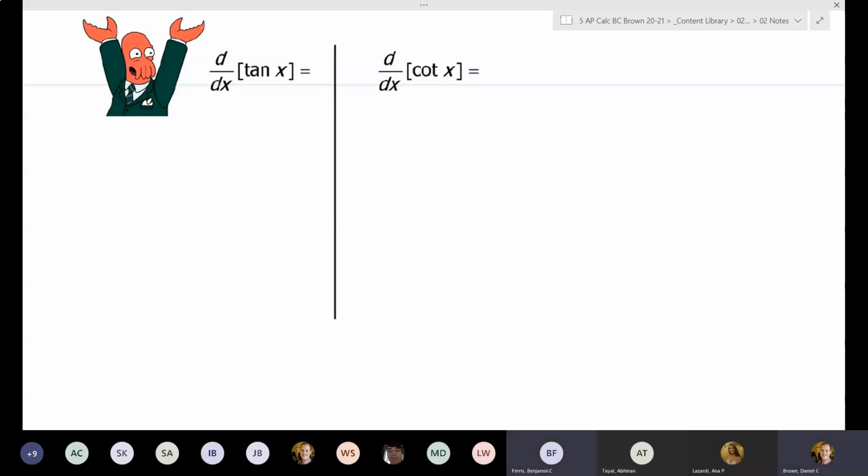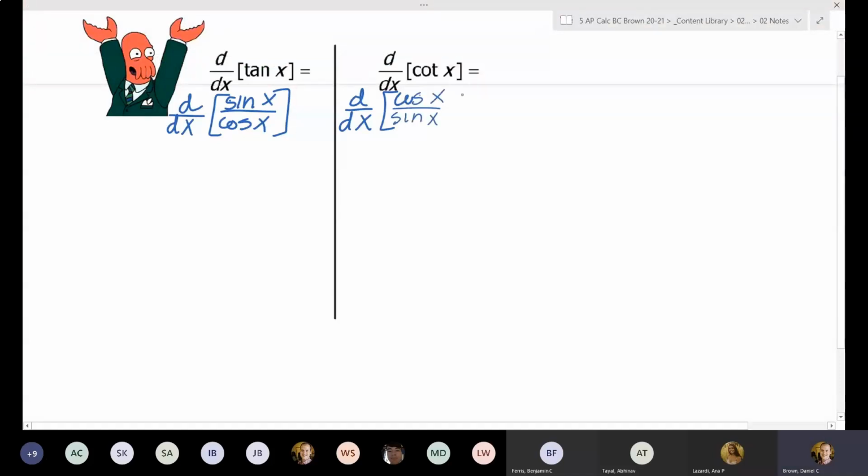Use the quotient rule. We can use the quotient rule. How do I know I can use the quotient rule? What is tangent? What's another way of writing tangent? Sine of x over cosine of x. Sine of x over cosine of x. Same thing for cotangent. It's the same thing as saying cosine over sine. And we do know the derivative rules for sine and cosine. We also now know the quotient rule. So we can use that to start finding the derivative of tangent. So I'm going to do the derivative of tangent first, and then I'll let you try cotangent on your own.